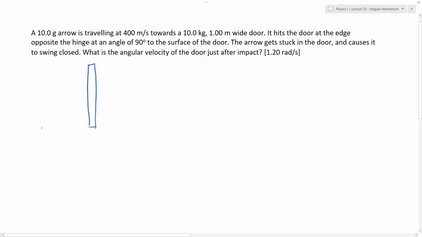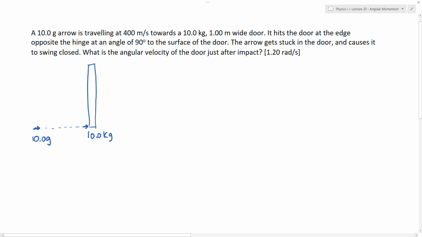And so I've got an arrow, which is 10 kilograms. I'll just draw it as a vector kind of arrow here. So this is 10 grams, sorry. 10 grams, and my door is 10 kilograms. Okay, so the arrow collides and hits the door.